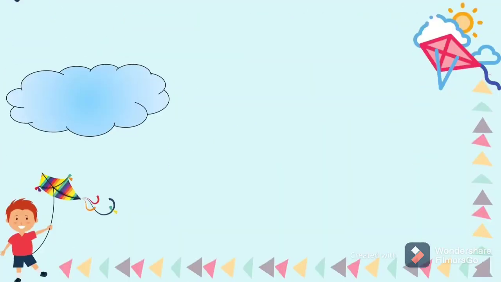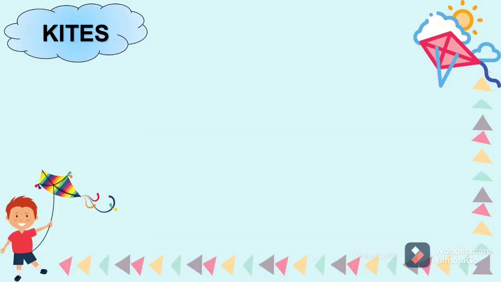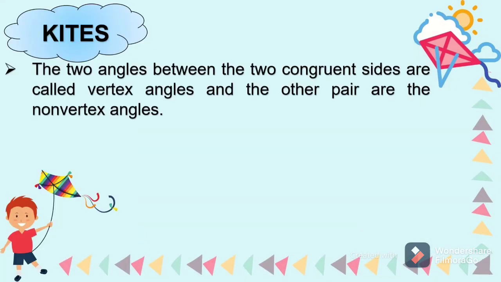Definition. Kites: a quadrilateral with distinct pairs of congruent and adjacent sides. The two angles between the two congruent sides are called the vertex angles, and the other pair are called the non-vertex angles.